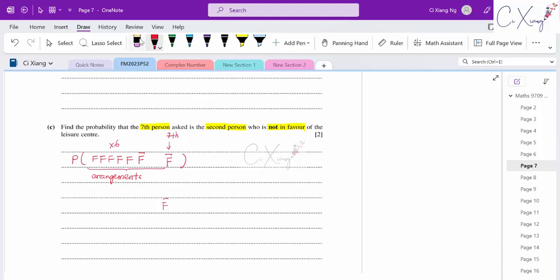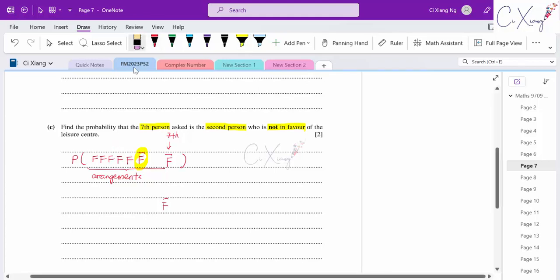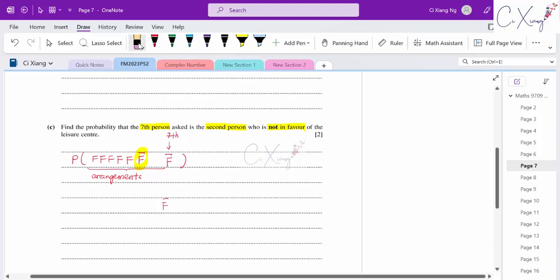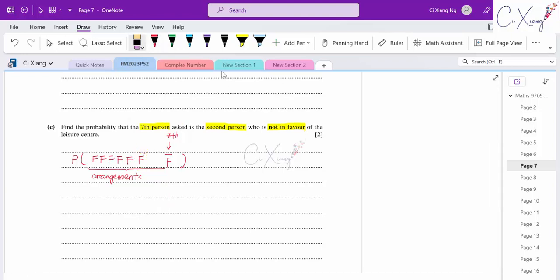Okay, so that means what? That means the not in favor one can be the 6th, can be the 5th, can be the 4th, can be the 3rd, can be the 2nd, can be the 1st person. Alright, so we have to consider arrangement here. Therefore, to calculate the probability for this case, we need to multiply by 6 later. Alright, so let us start the calculation for the probability once we roughly know the setting, okay? Right, so let's start.